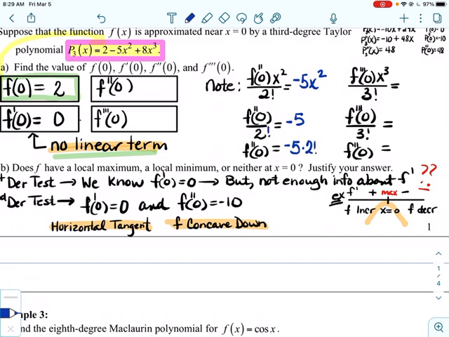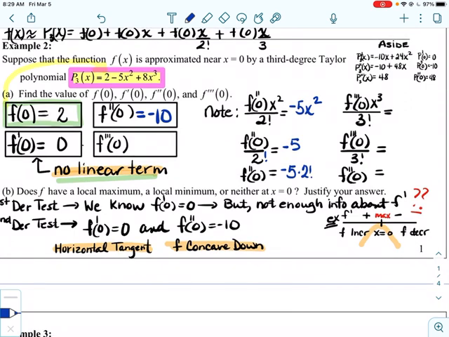So we know that f double prime is then negative 10 here. Now, there's a real matchup with this. Remember that you want the series to be equal and behaving the same as the function.